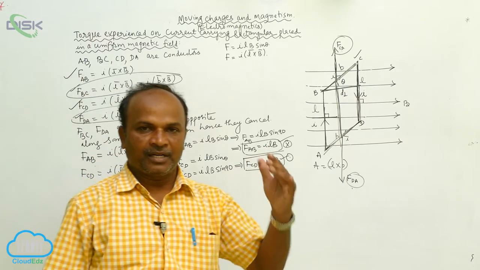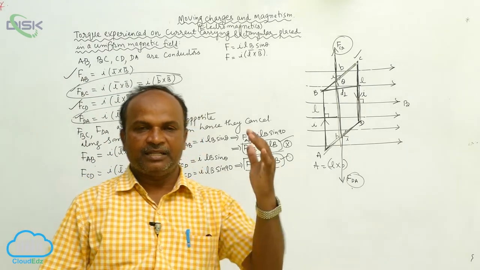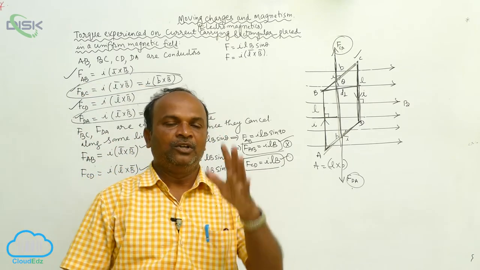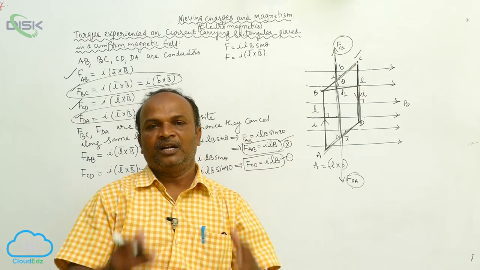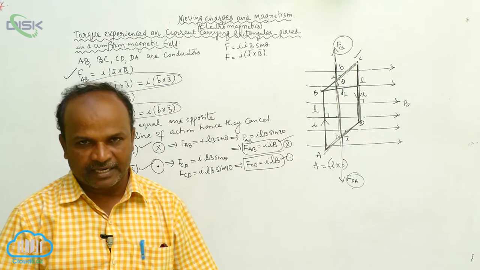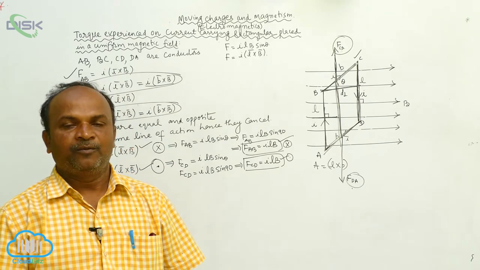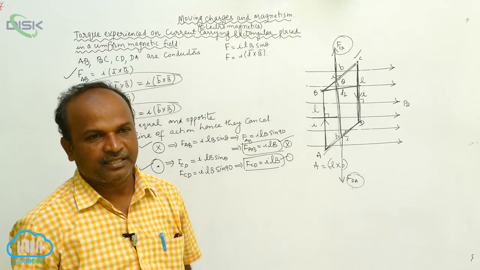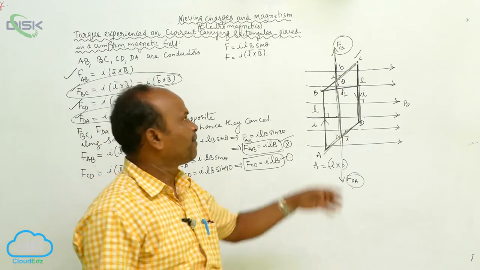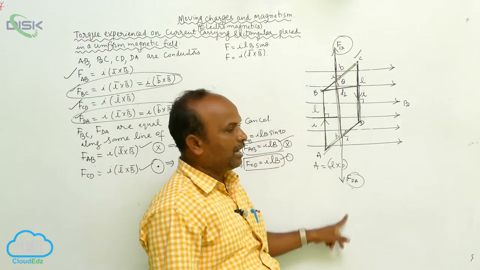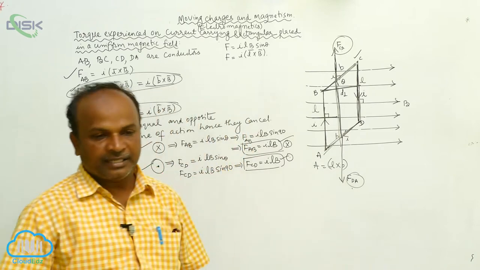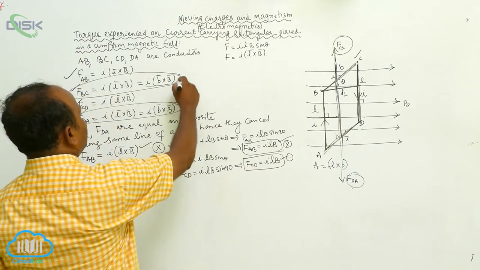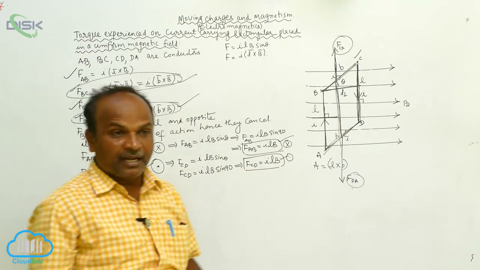Now, whenever the current carrying rectangular coil is placed in the uniform magnetic field, that coil is divided into four conductors. These four conductors are placed in the uniform magnetic field. The forces on the breadths are cancelled with each other. Why? Because these forces on the breadths are equal and opposite, and they are along the same line of action. The net force on the breadths is equal to 0.